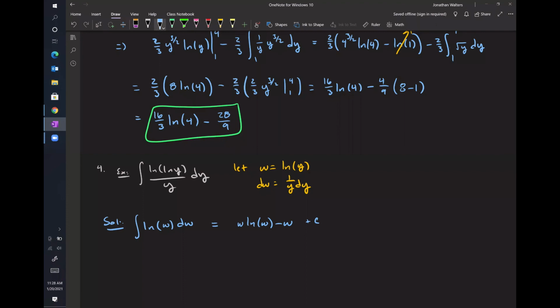And now substitute what w is. Well, this is going to be natural log of y, natural log of y minus natural log of y plus c.